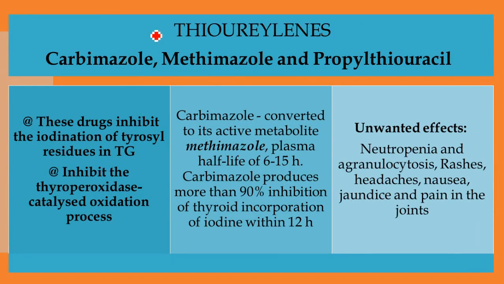Then the second important drug therapy in hyperthyroidism is the thioureylenes, where carbimazole, methimazole and propylthiouracil are the compounds. These drugs inhibit the iodination of the tyrosyl residue in thyroglobulin, and they also inhibit the thyroperoxidase catalyzed oxidation process. This is the mechanism linked with the thioureylene compounds, while carbimazole is converted to its active metabolite methimazole, with a plasma half-life of 6 to 15 hours, and it produces more than 90% inhibition of thyroid incorporation of iodine within a 12 hour period.